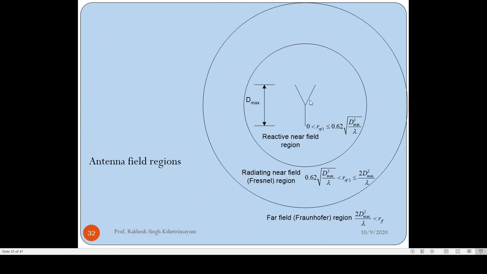So now let's consider an antenna which is positioned at the origin. The maximum dimension of the antenna is Dmax. In that case, reactive near field region would be up to a distance of 0.62 square root of Dmax cubed by lambda. As soon as you move out of this distance, you are in the radiating near field Fresnel region, and this will be up to 2 Dmax square by lambda. Once you move out of this distance, you are in the far field Fraunhofer region. This is for distance which is greater than 2 Dmax square by lambda.